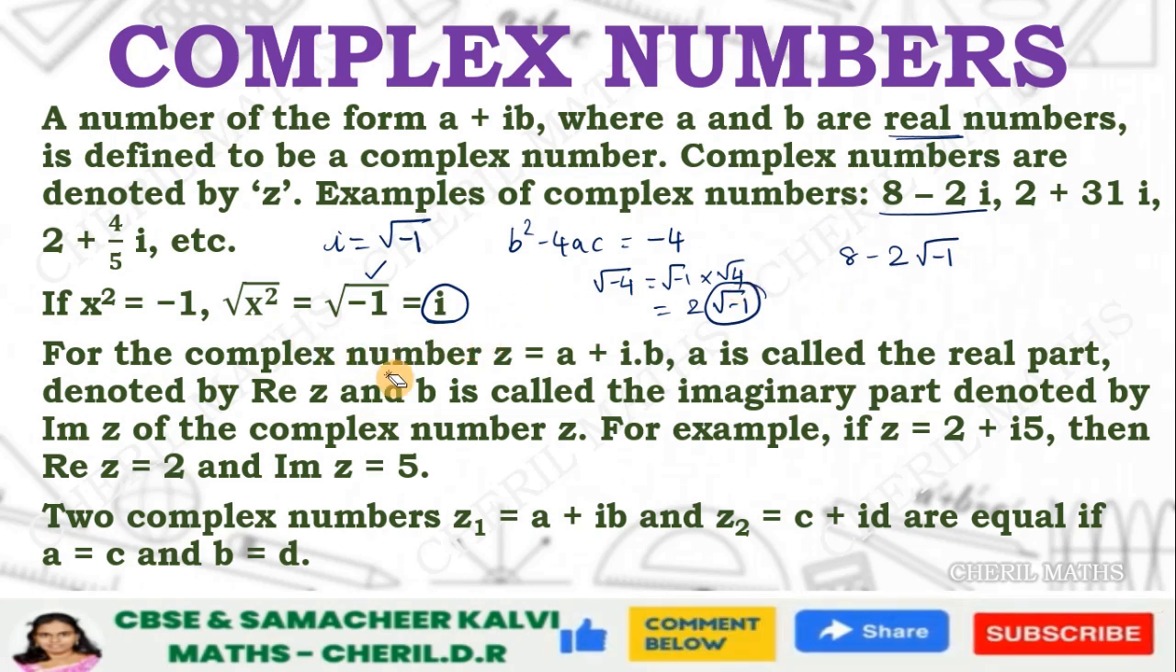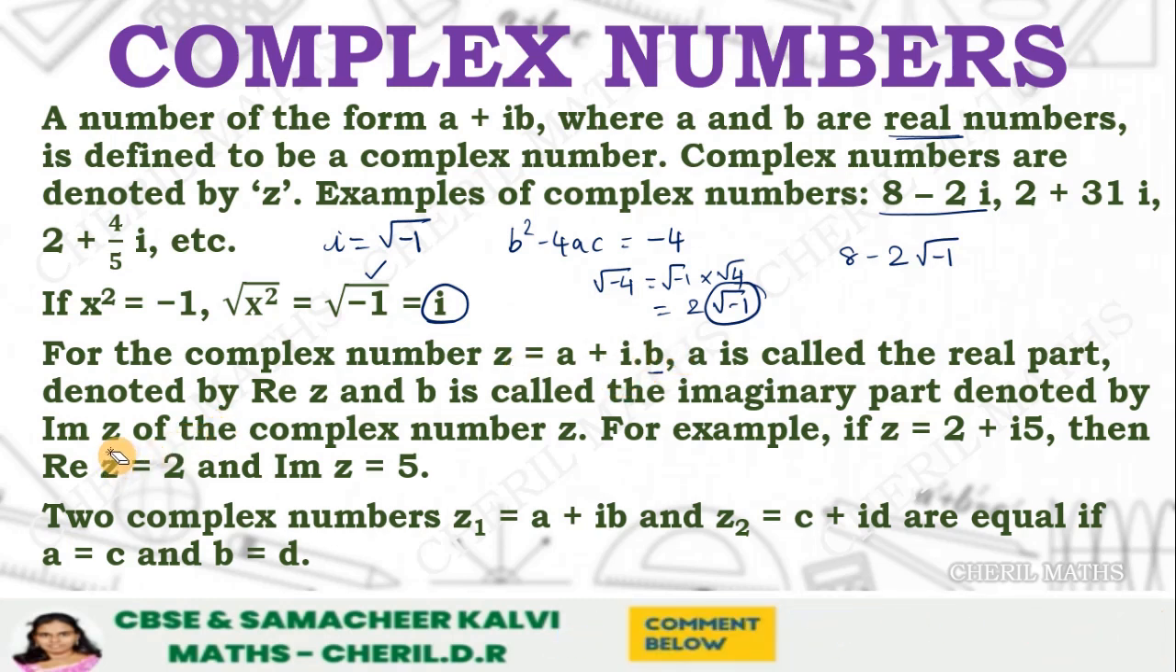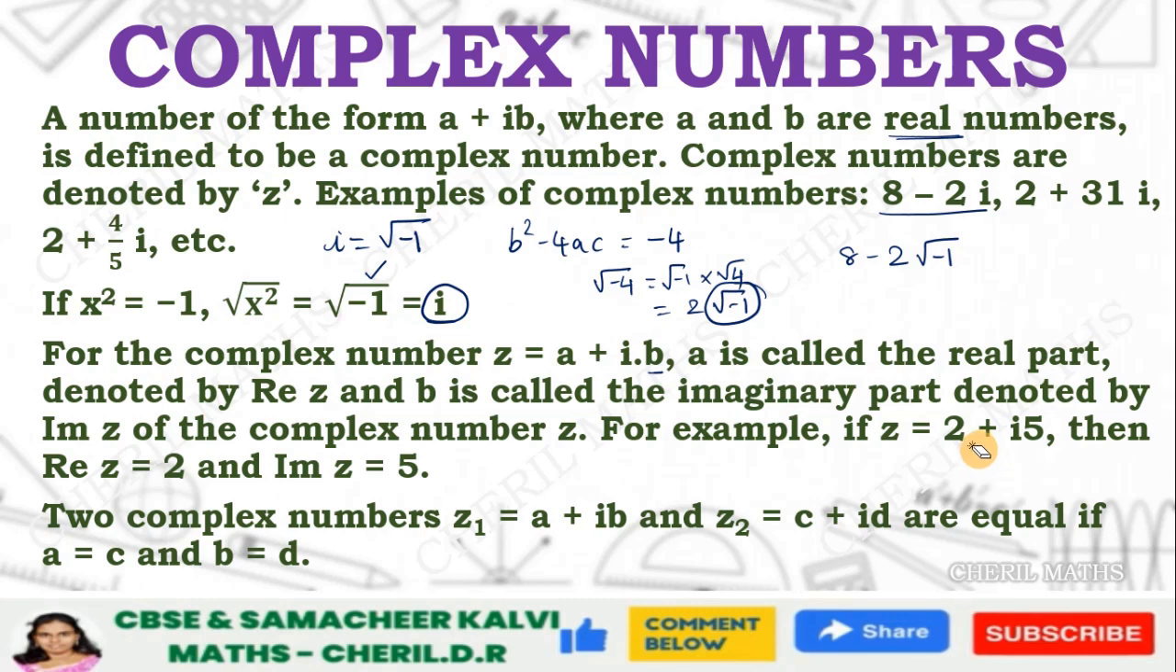Is it clear, children? So for this, you are going to represent A as the real part of Z and B as the imaginary part of Z. Because B is what? Along with i, you represent it as the imaginary part of Z. So if you have something like 2 plus i5, then the real part of Z you will write as 2 and the imaginary part of Z you will write as 5.